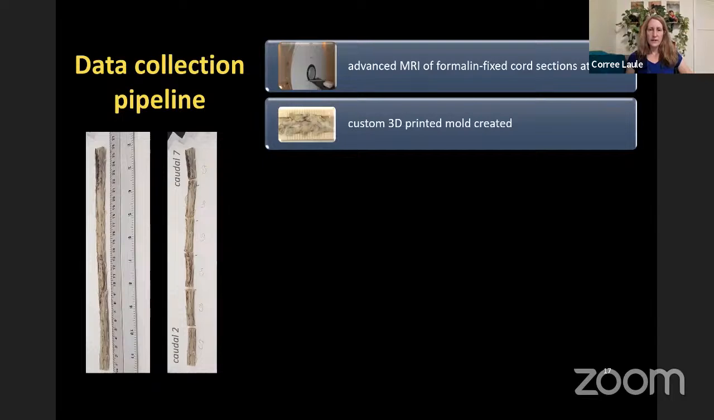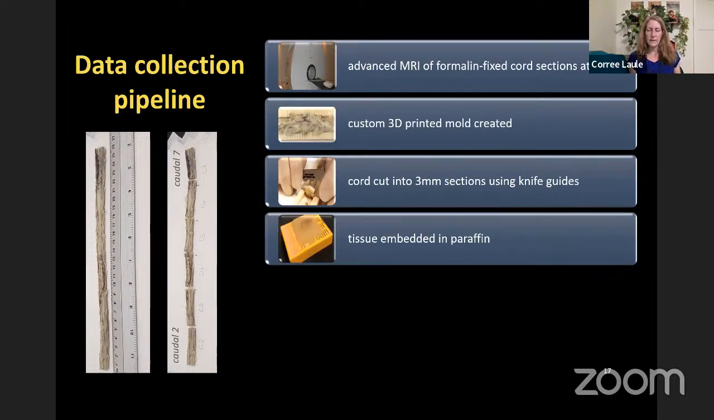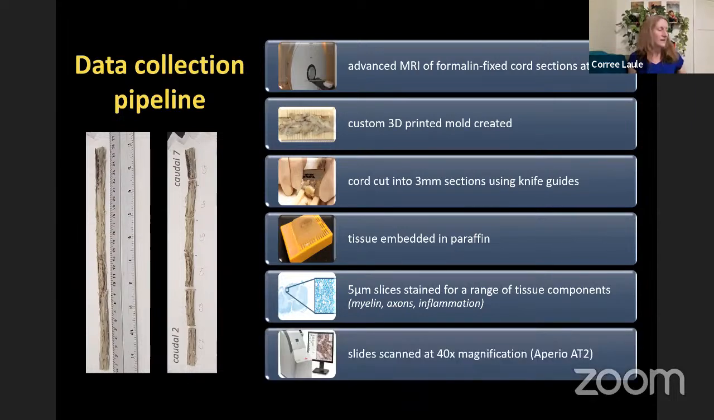So after we do our imaging, we print 3D custom printed molds for each cord segment. And these molds have knife slots cut into them at 3mm sections. And then our neuropathologist can go in and cut the cord into 3mm pieces. And these 3mm knife slots line up with our MRI imaging. So that's how we can do our matching between MRI and histology. The tissue gets embedded in paraffin and then gets stained for a number of different components, myelin, axons, inflammation, and the slides then get scanned at 40 times magnification.